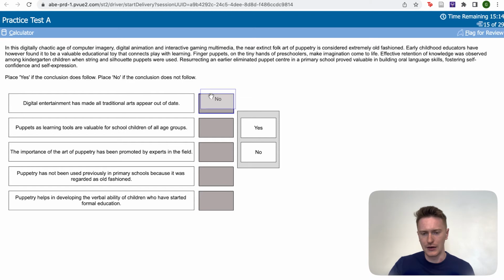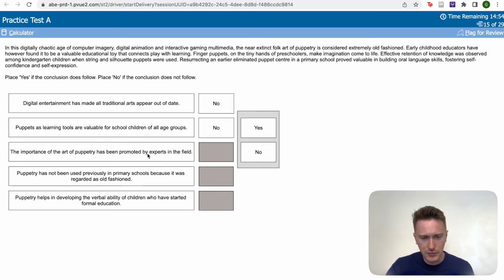Already, I'm thinking no. We're specifically talking about puppets and puppetry. It's not talking about all traditional arts. Puppets as learning tools are valuable for school children of all age groups. Well, no, we've got something about primary school, but we've not got anything about 16-year-olds, 17-year-olds, so that doesn't follow.